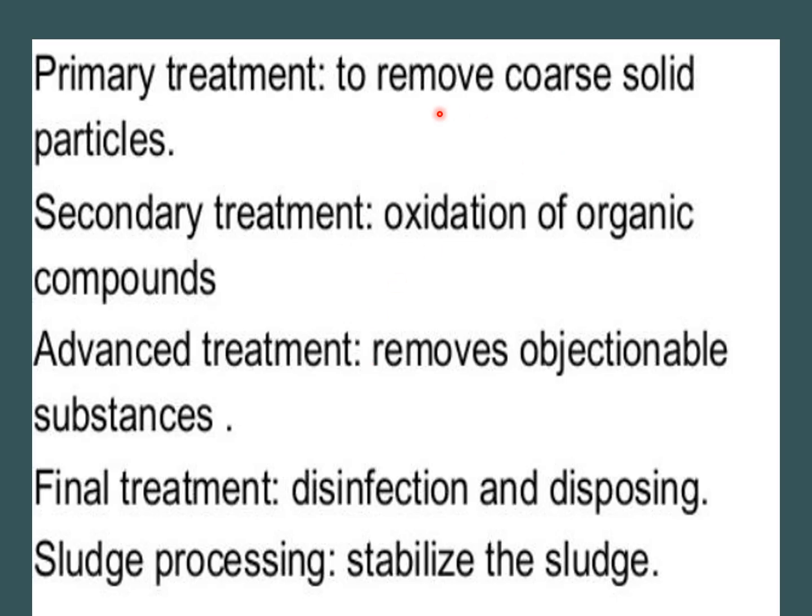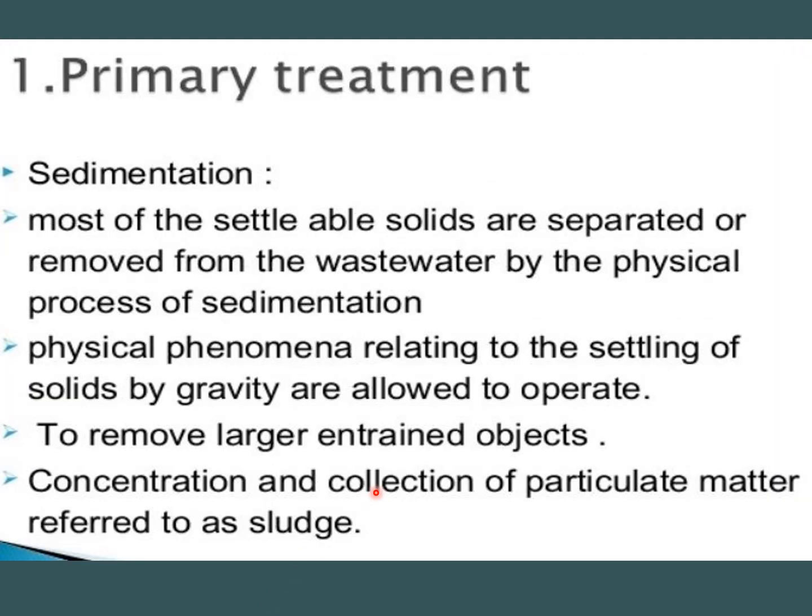In primary treatment, the aim is to remove coarse solid particles. In secondary treatment, oxidation of organic compounds, that is impurities. Whereas in advanced treatment, it removes objectionable substances. Final treatment is nothing but disinfection and disposing. The process of sludge is to stabilize the sludge. Let us see one by one. The first one is primary treatment.